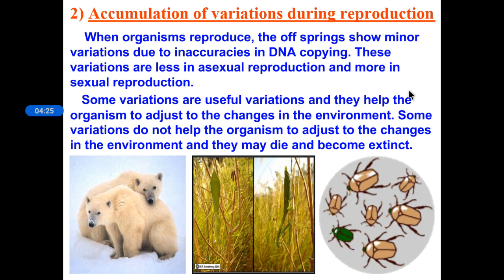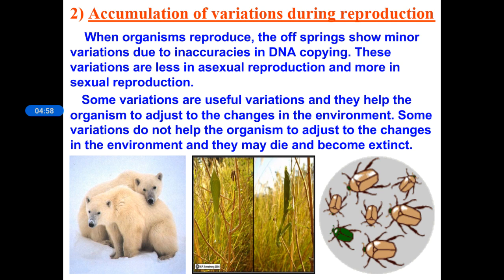Then accumulation of variation during reproduction. So how does this variation occur? So we know about sexual reproduction, which involves the fusion of male and female gametes. That means when organisms reproduce, the offsprings or the babies show minor variation also. So we know that in sexual reproduction DNA copying is taking place. That means DNA from the father and mother is getting copied to the child or the offsprings, right?